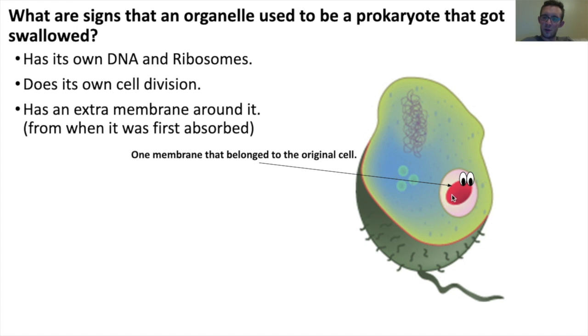To show these two membranes here, we've got this one membrane around the organelle that belonged to the original cell, the initial prokaryote. But then we've got this second membrane that came from when this organelle was folded into the cell. When endocytosis occurred, an extra membrane got wrapped around the original cell.